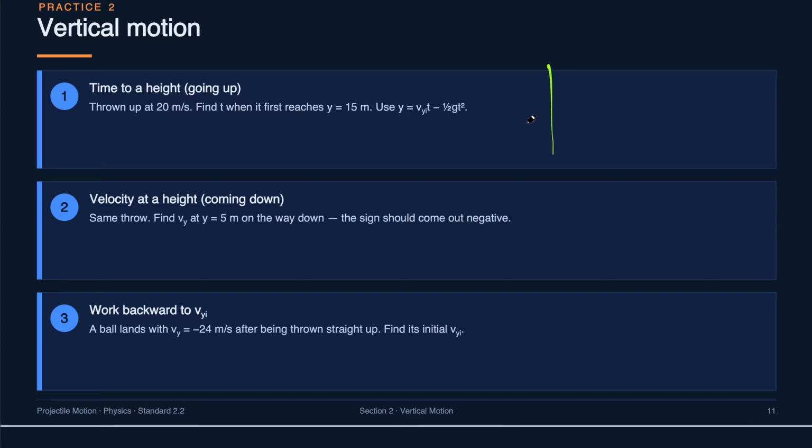Thrown up at 20 meters per second. So velocity y initial is 20 meters per second. Find t when it first reaches y equal to 15 meters. So the line would be around here. Use y is equal to vyi t minus 1/2 g t squared. Okay, so they seem to have given us the equation. But over here, there would be a y initial, right? But why is there not a y initial?